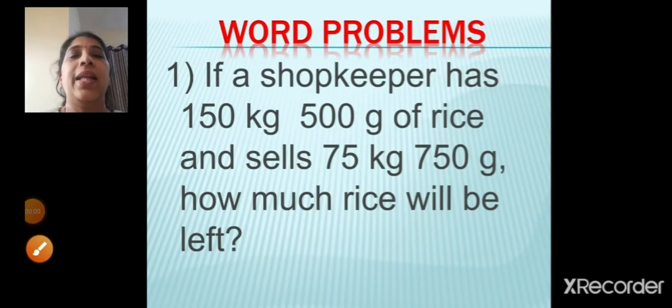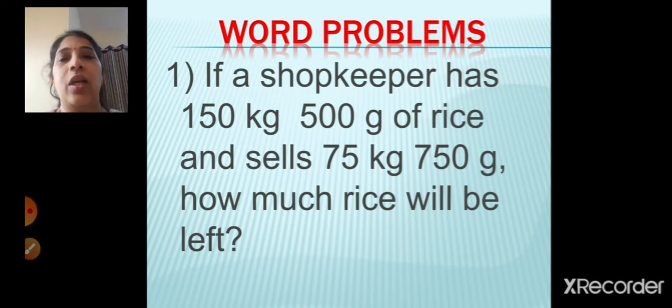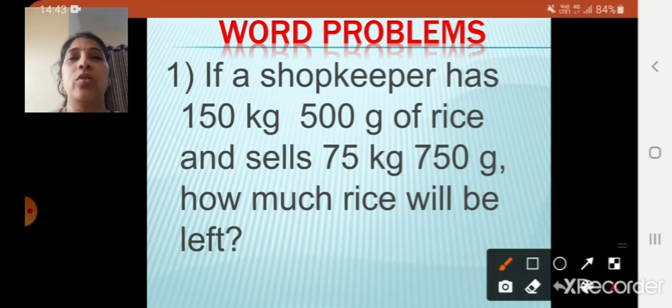Now children, let's see some examples of word problems. First one is, if a shopkeeper has 150 kg 500 gram of rice and sells 75 kg 750 gram, how much rice will be left? So these word problems we are going to solve as we had solved the addition and subtraction sums in the same way, right?